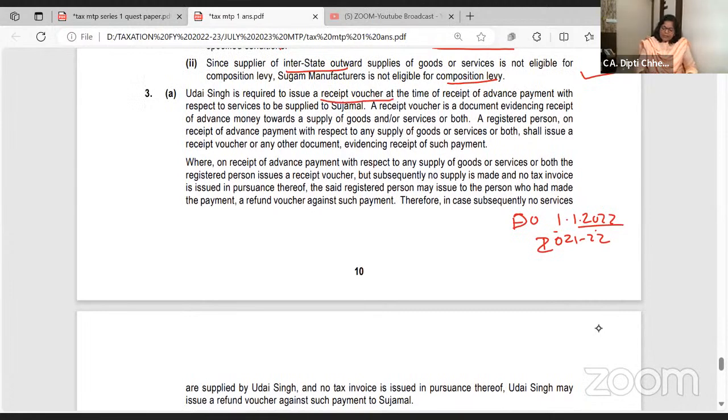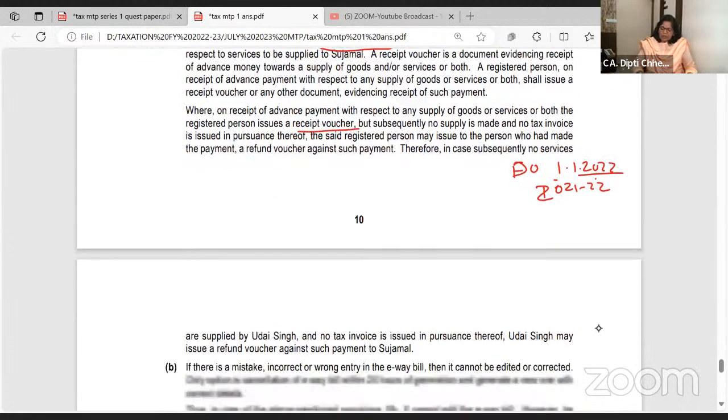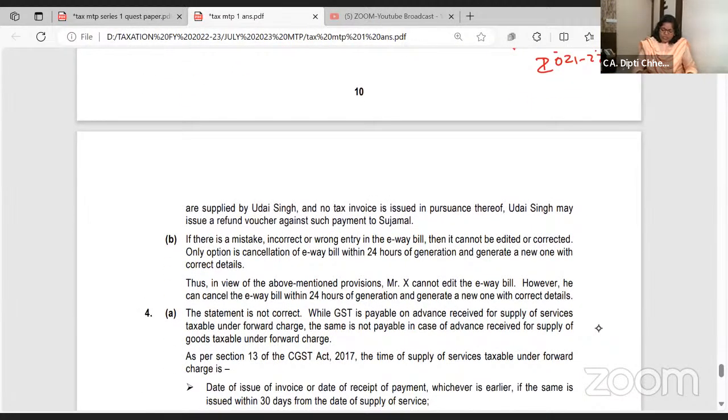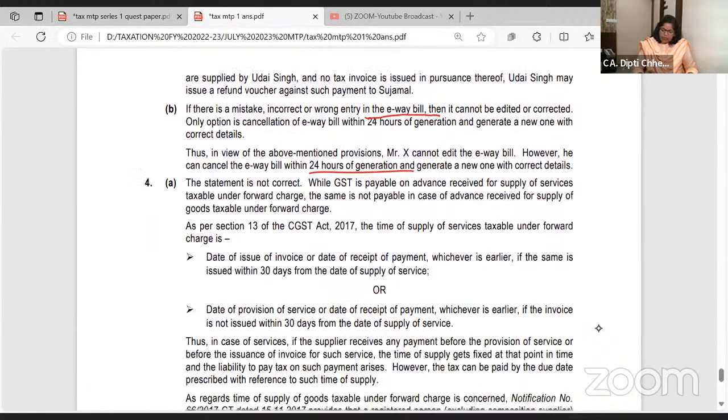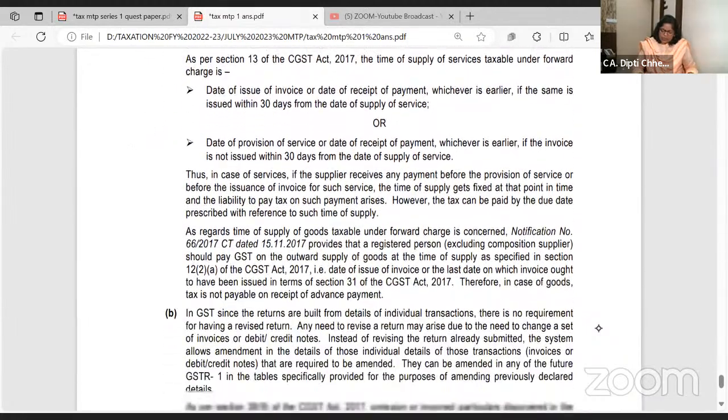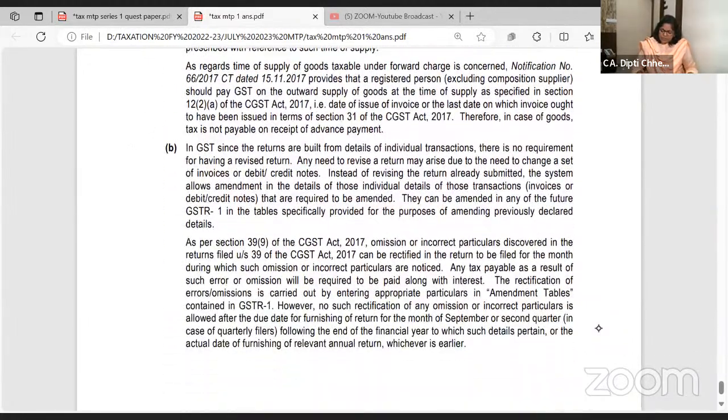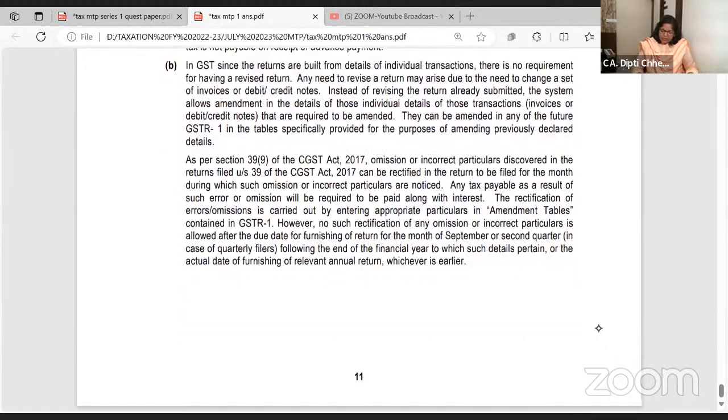This question was a case study where the highlight was when you will use the receipt voucher and refund voucher. Right. E-way bill cannot be altered. If you want, you can cancel it and generate a new one within 24 hours. That was also a theory question. These were all simple questions. If you read, there are not many corrections in it.